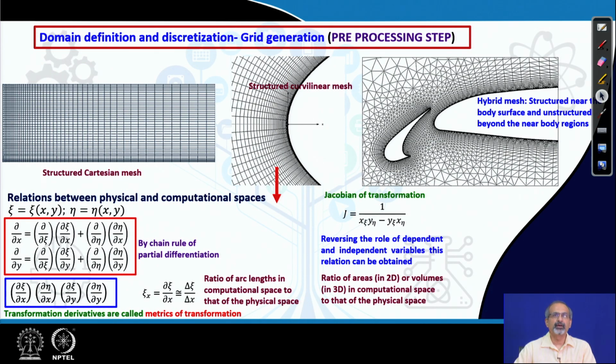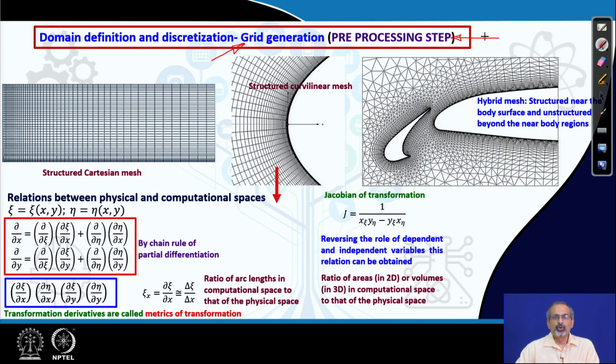As we said, we have a domain where we are trying to solve a flow problem. Once that is defined, we have to discretize it in some manner. That means we have to reduce the domain into a finite number of points or a finite number of control volumes, and then try to approximate the governing equations over those discrete elements. The process by which we discretize the domain is what is called grid generation. This happens to be a part of the pre-processing step, in fact, the most important pre-processing step.